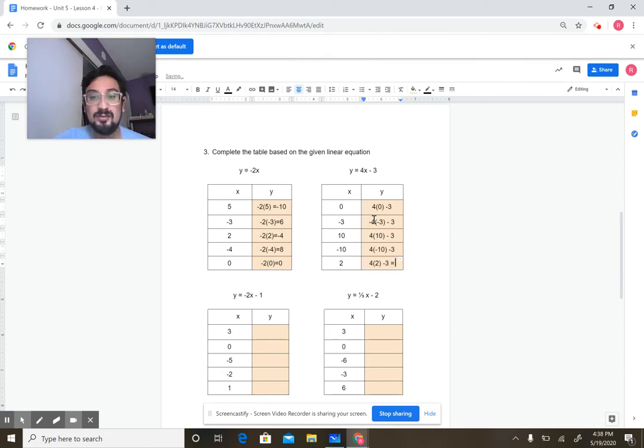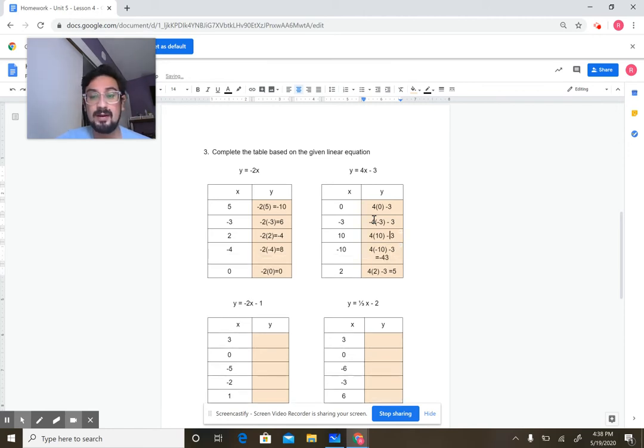Okay. So 4 times 2 minus 3 is 5. 4 times negative 10, negative 40 minus 3 would be negative 43. 4 times 10 minus 3 would be 37.